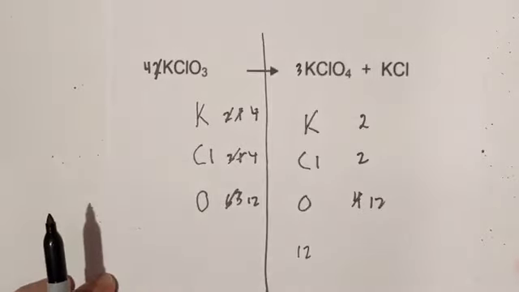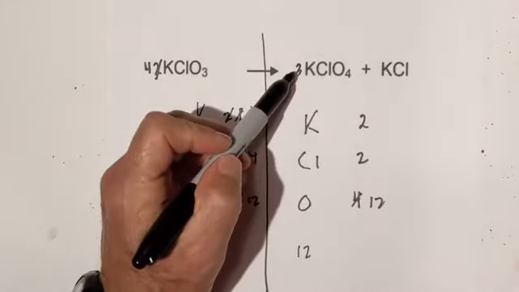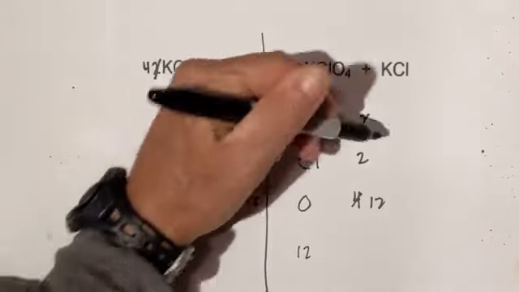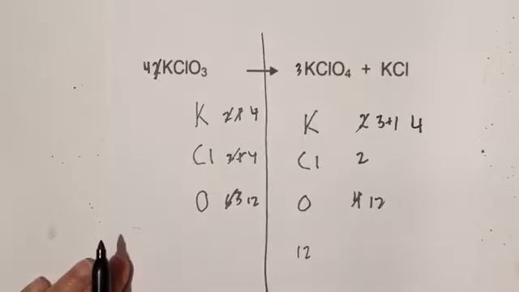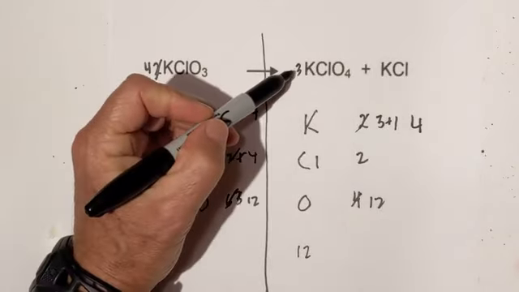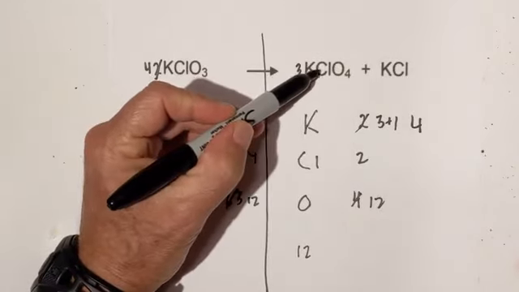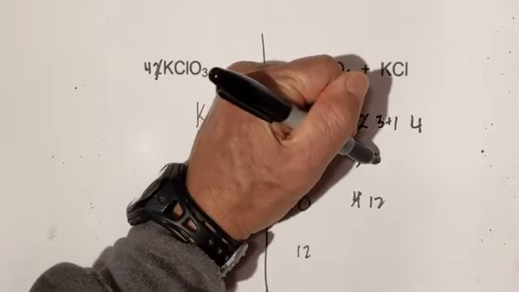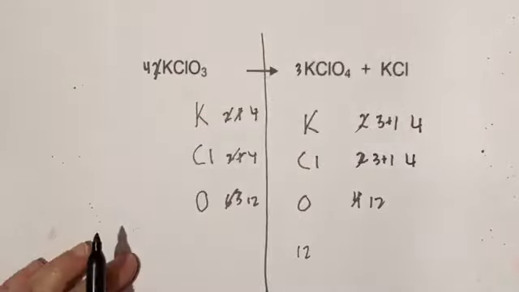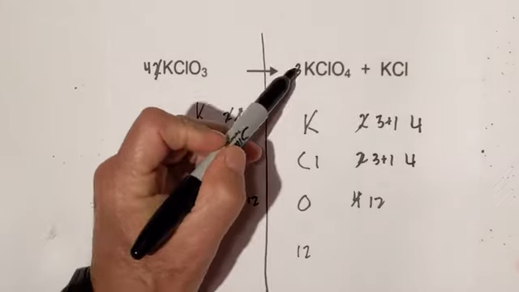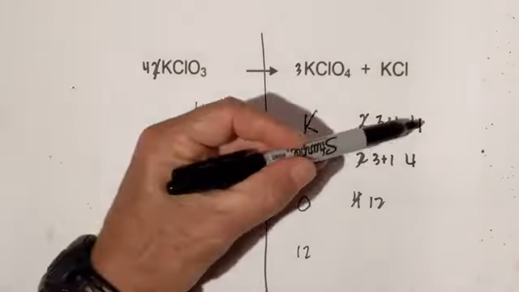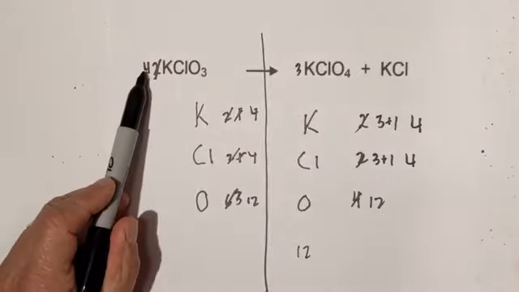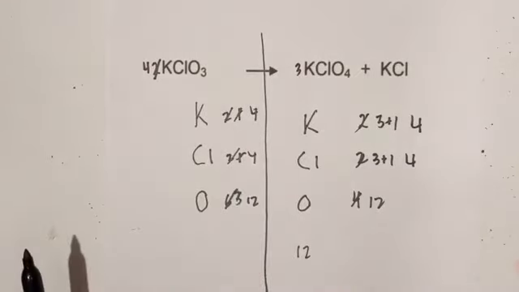Now let's see what we have on the other side. We have 3 potassium plus 1, so we have 4. We got pretty lucky there. And then we have 3 chlorines plus 1, so we have 4 there. And then we have 3 times 4, which is 12. So it is now balanced, okay? And we had to add a 4 here and a 3 on this side.